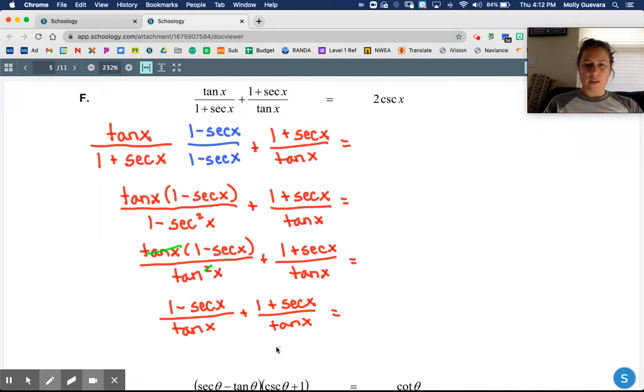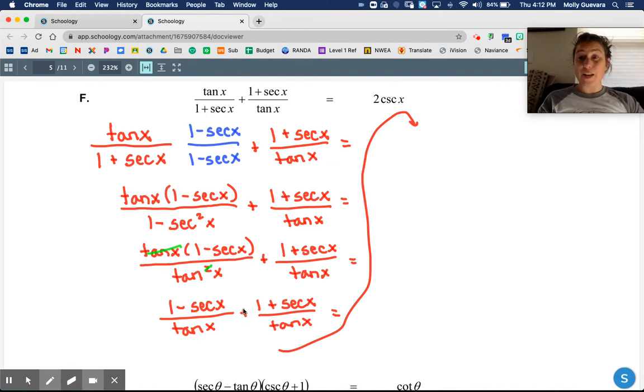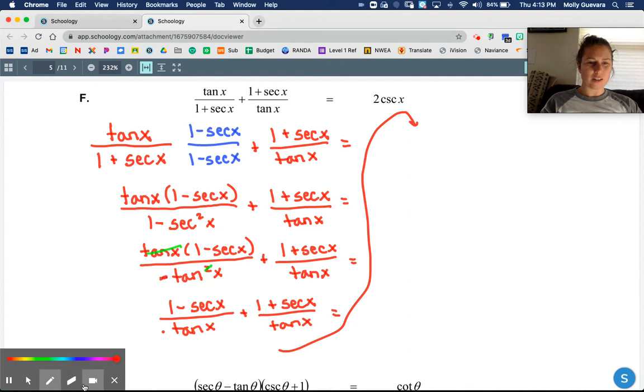Okay, I'm running out of room, so let's go here. Now I have a common denominator, so I can add these two fractions together, which is super awesome. Okay, I have, oh, sorry, this is negative tangent squared. I'm sorry, I'm like, why is this not working? That is negative tangent squared. Then I'm going to take the negative and put it up top.